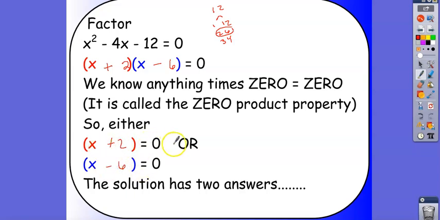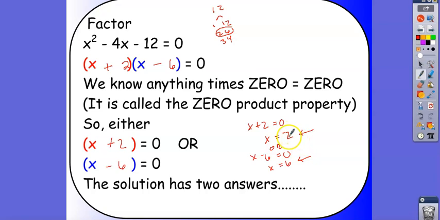Can you solve this one? What's x plus 2 equals 0? I subtract 2 from both sides. Well, x must be a negative 2. Or x minus 6 equals 0. I add 6 to both sides. X must be equal to a positive 6. And I have 2 answers, this one and this one.